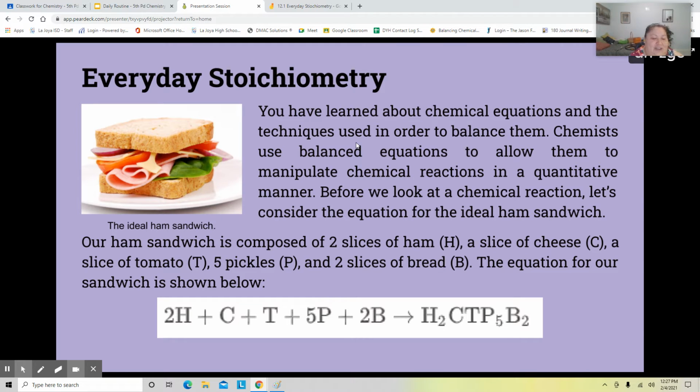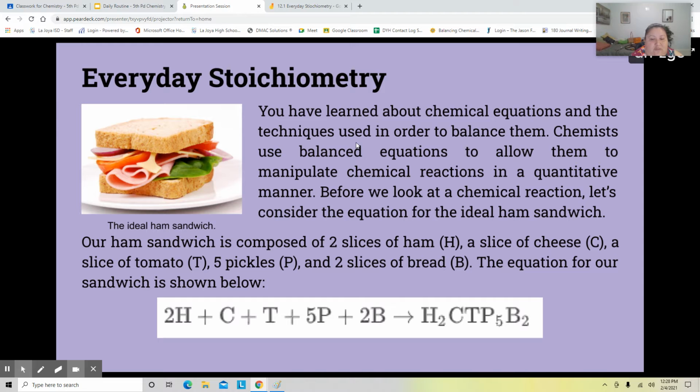Okay, so if I have this beautiful ham sandwich and it's composed of 2 slices of ham, H, 1 slice of cheese, C, 1 slice of tomato, T, 5 pickles, P, and 2 slices of bread, B. I need to create an equation. I'm going to use the information I know and create an equation, a reaction, right? And it's going to balance itself in a very easy way, so we don't have to worry about balancing. Don't worry, everything's going to be accounted for.